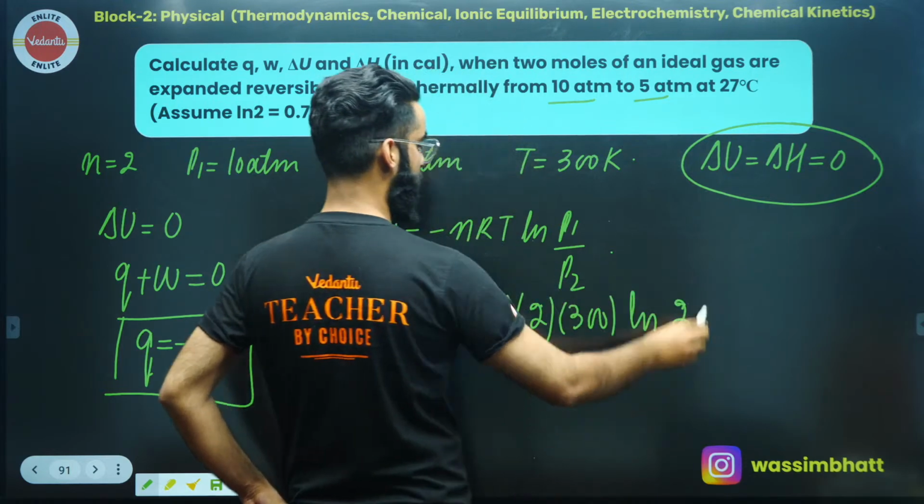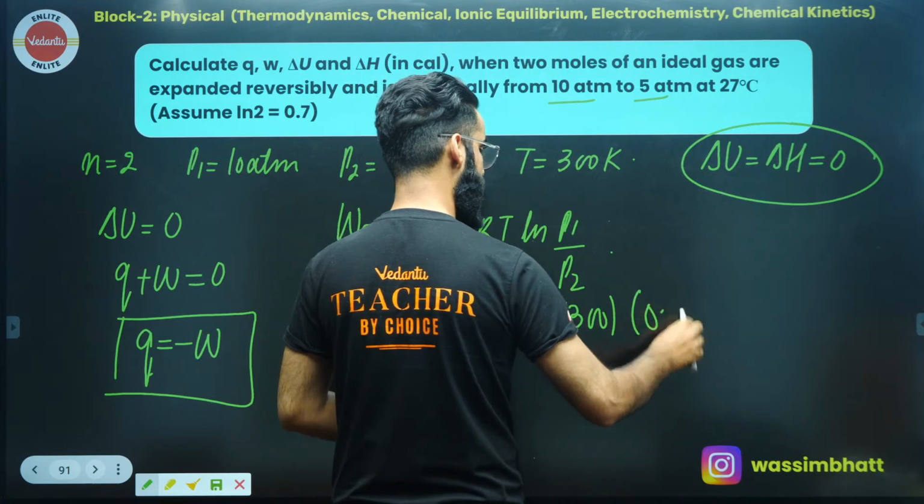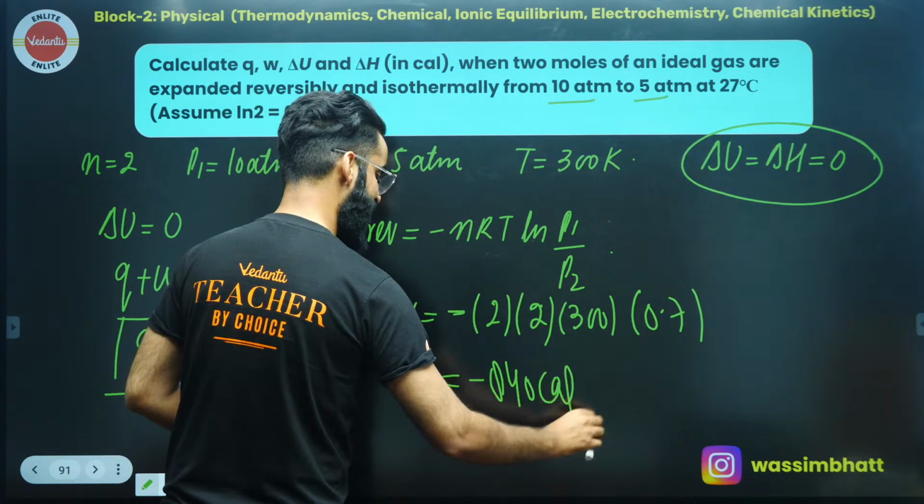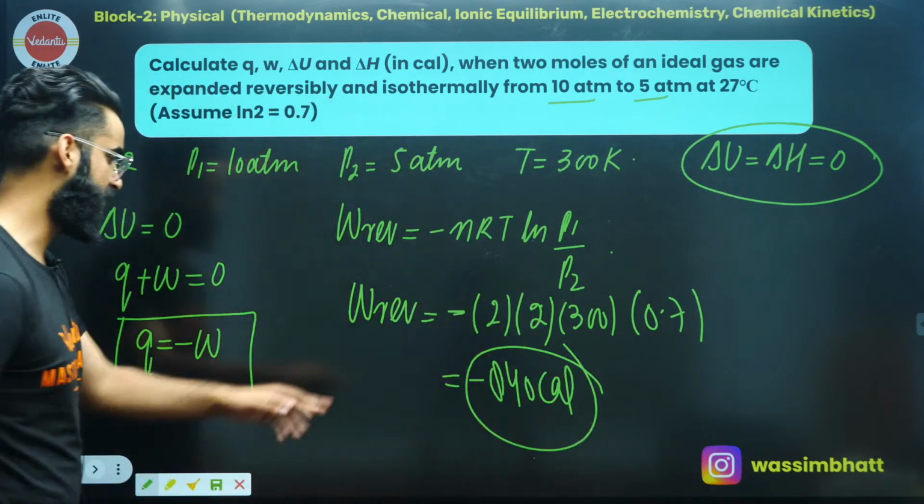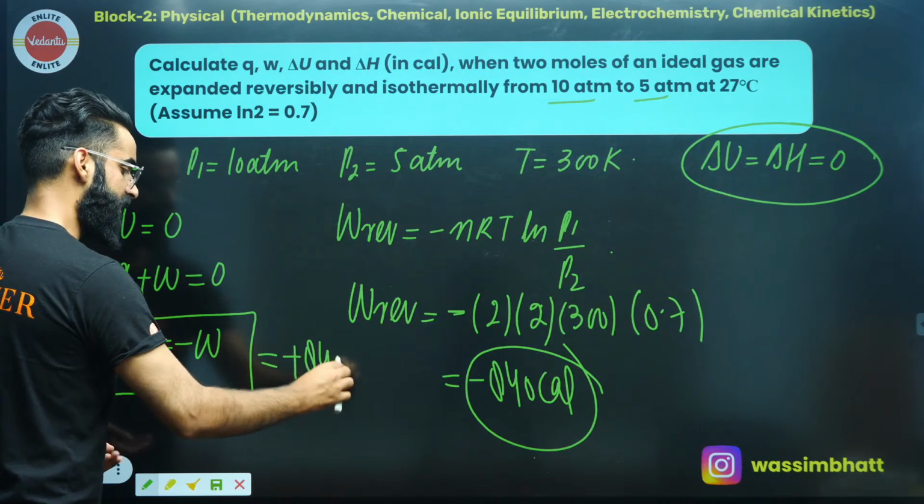Ln of 2, as per the question, is given to me as 0.7. So instead of this thing, I'll be writing 0.7 over here. And when you solve this, you get the value as minus 840 calories. So this is the value of W which you got. Since you got the value of W as minus 840, that means Q value you'll be getting as plus 840 calories. As simple as that.